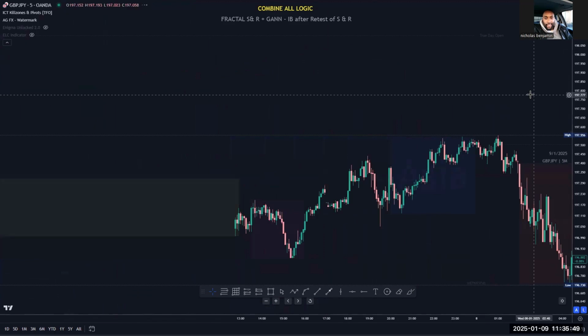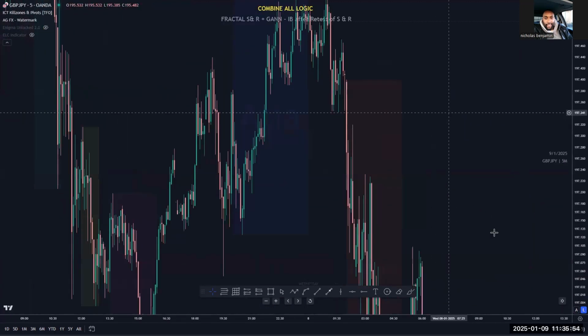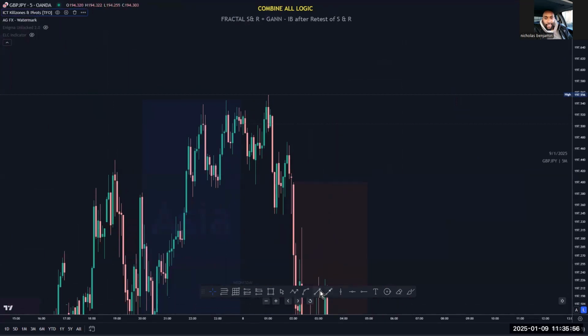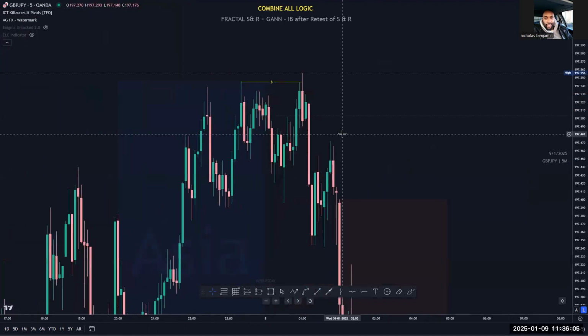You can go on the 5-minute time frame, and then you can find similar examples, and then you will see that this logic, this approach, allows you to be more precise and have something that is more structured and less guesswork. Okay, so here we have a clear grab of liquidity on the Asian session high, right?